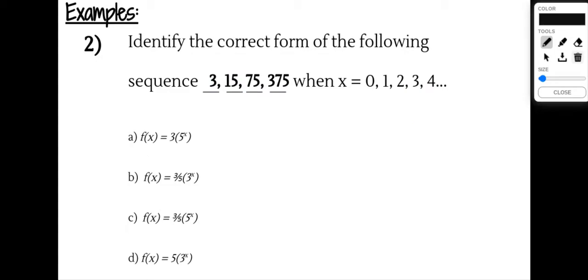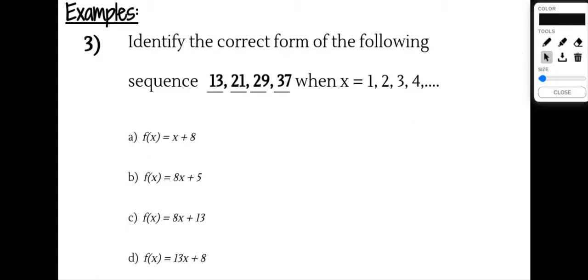Okay, now both of those examples were when x equals 0, 1, 2, 3, 4. Now let's see how this is different in this example. And you're hopefully already noticing that it says when x is 1, 2, 3, 4, okay? All right, so here's my sequence. Looking at these numbers in my sequence, I can tell that it is arithmetic because we are going up by 8, right? Plus 8, plus 8, plus 8. And the sequence was created when x equals 1, 2, 3, 4.